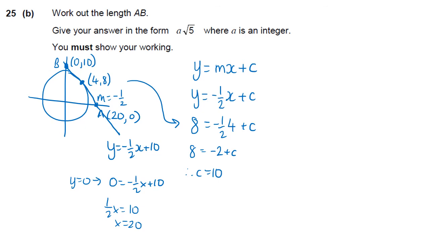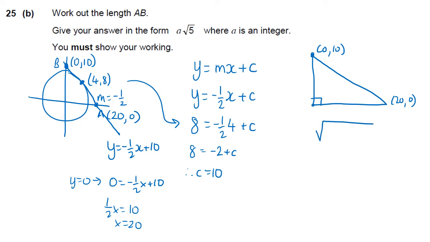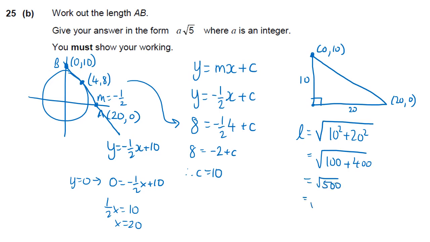And now we've got 2 points, so the length of the line from 0, 10 down to 20, 0, and it's a right angle triangle here. This side of the triangle is 10, and this side of the triangle is 20 long. So we're going to get 10 squared plus 20 squared is equal to the length of that hypotenuse squared. So the length of the line is the square root of 10 squared, which is 100, plus 20 squared, which is 400. So that's the square root of 500. That can be written as square root of 5 times 100. And the square root of 100 is 10. So this is 10 root 5, which is in the form that we're looking for here. An integer 10 times the square root of 5.